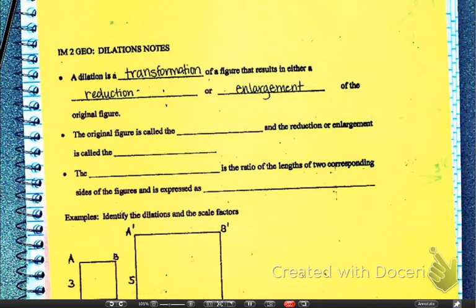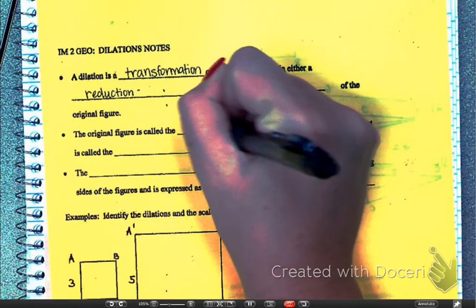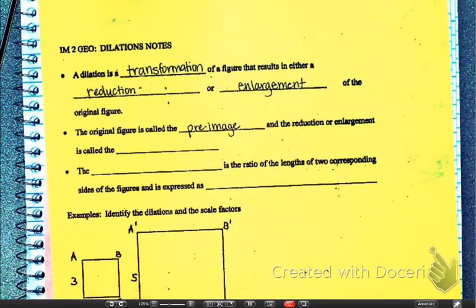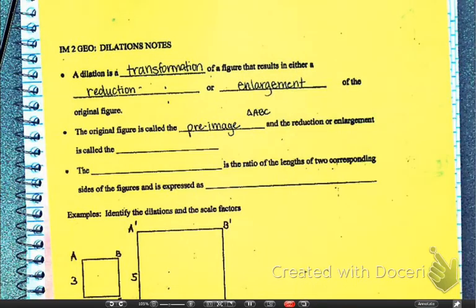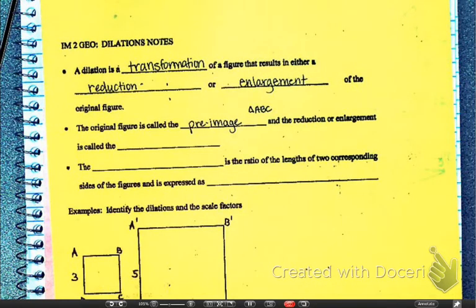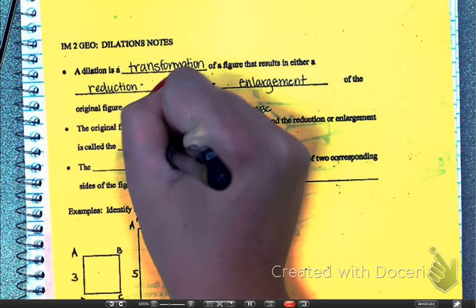The original figure is called the pre-image. And we'll use all of this math vocabulary. For instance, if we were talking about a triangle, it would be triangle ABC. If it's a square or a parallelogram, we wouldn't use triangle, but we'd have four sides. And then the reduction or the enlargement, the figure that happens afterwards, is called the image. This is my new figure.